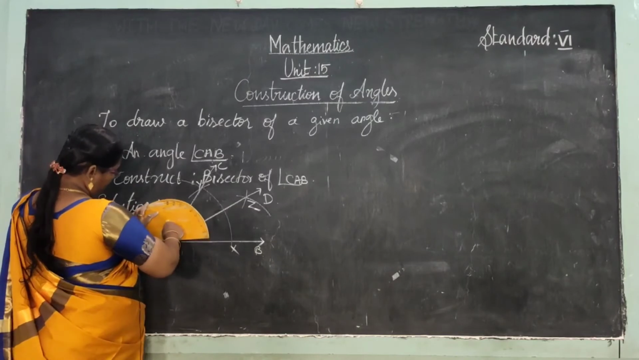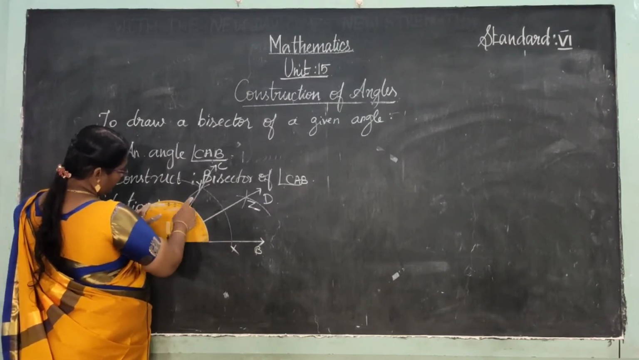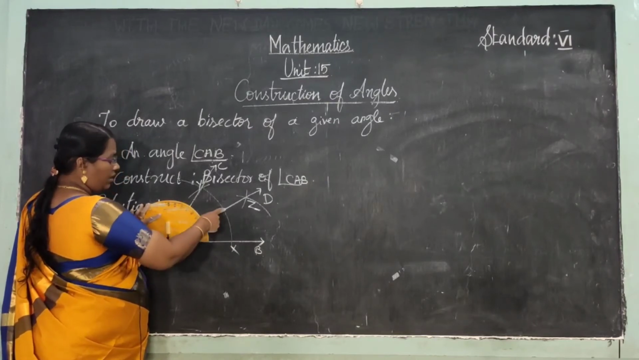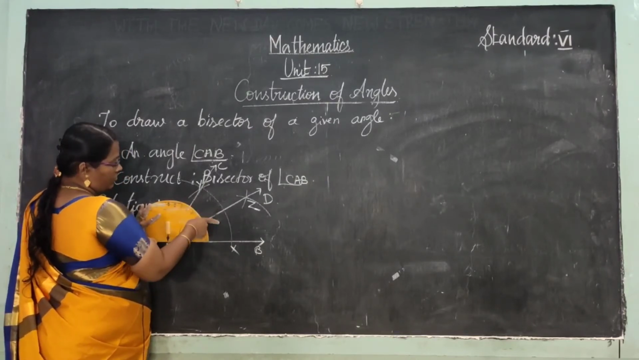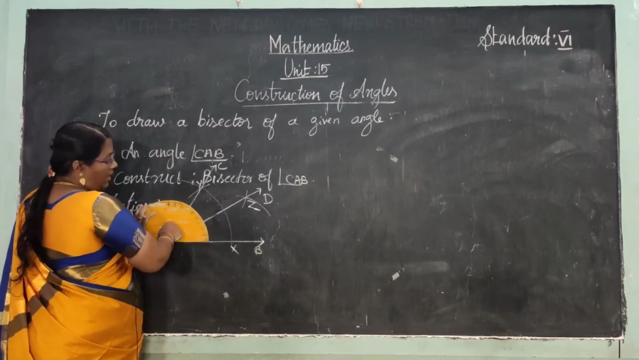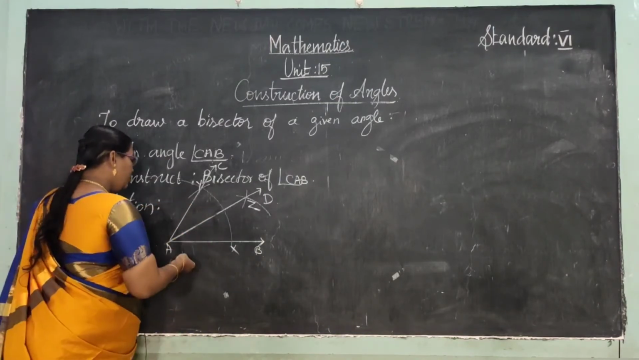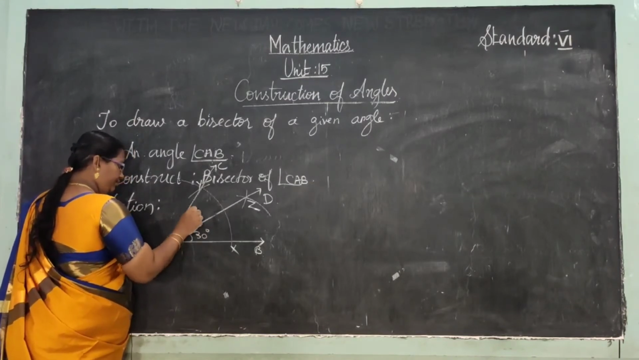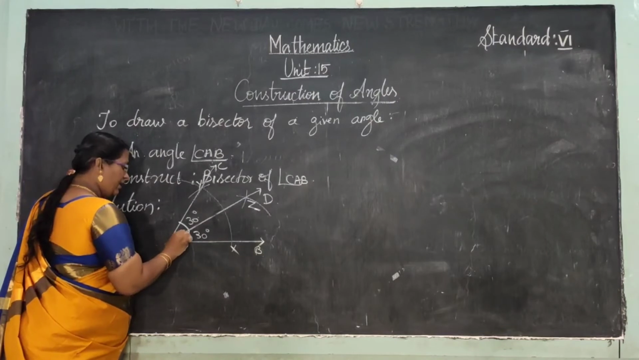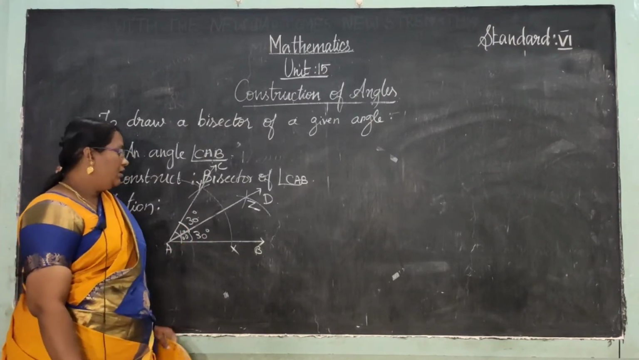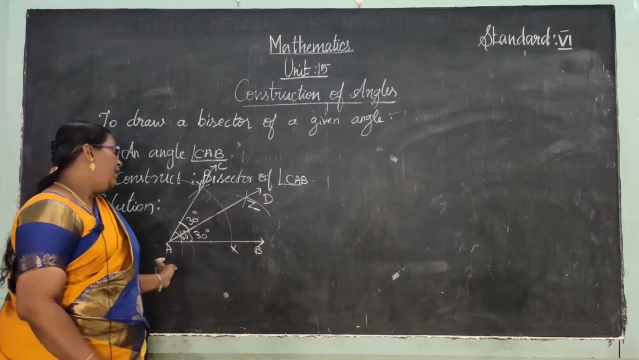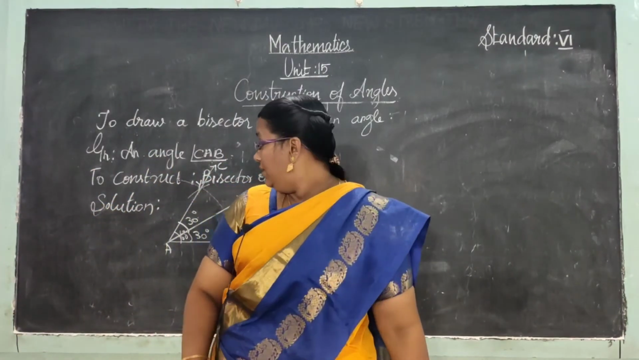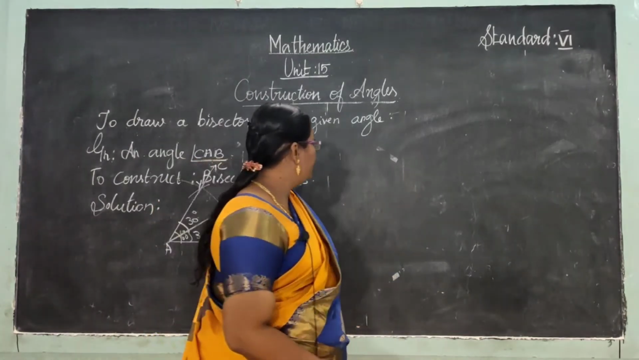Yes. First measurement is 60 degree. 0, 10, 20, 30, 40, 50, 60. So two equal angles. Here also 30 degree. The total value of the angle is 60 degree. So the ray AD is called the angle bisector. Now see the steps.